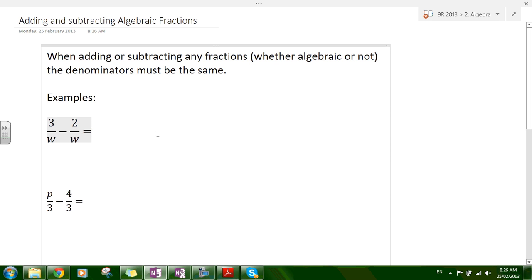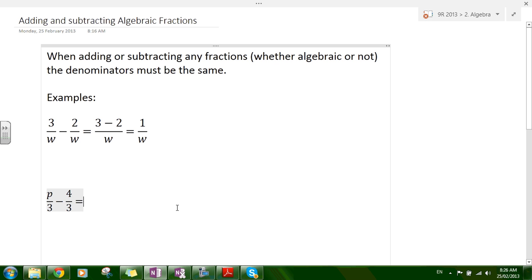Now, 3 over w minus 2 over w. Well, the denominators for this are the same. And so we can just very easily simplify this. Okay, I'm going to take some extra steps, but please don't take them if you don't feel it's necessary. Over w. 3 minus 2 obviously is 1, and so what we get is 1 over w. That's the solution to the first one. Because the denominator is the same, we don't have to do anything. The same with this one.